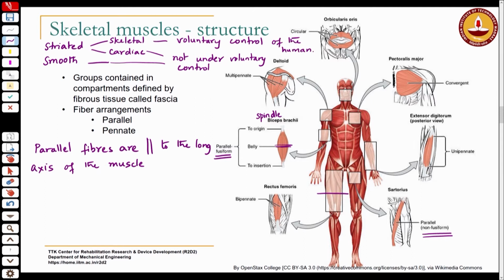So, these are the muscles. I decide how my hand moves. I can control my skeletal muscles. I decide how I move. So, in these groups of muscles, now we are talking about individual muscles and how they are.